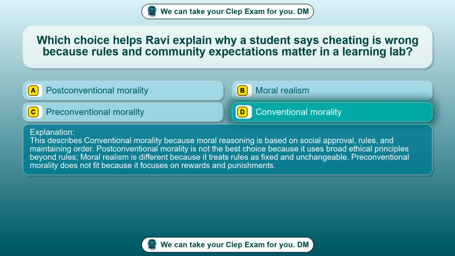This describes conventional morality because moral reasoning is based on social approval, rules, and maintaining order. Post-conventional morality is not the best choice because it uses broad ethical principles beyond rules. Moral realism is different because it treats rules as fixed and unchangeable. Pre-conventional morality does not fit because it focuses on rewards and punishments.